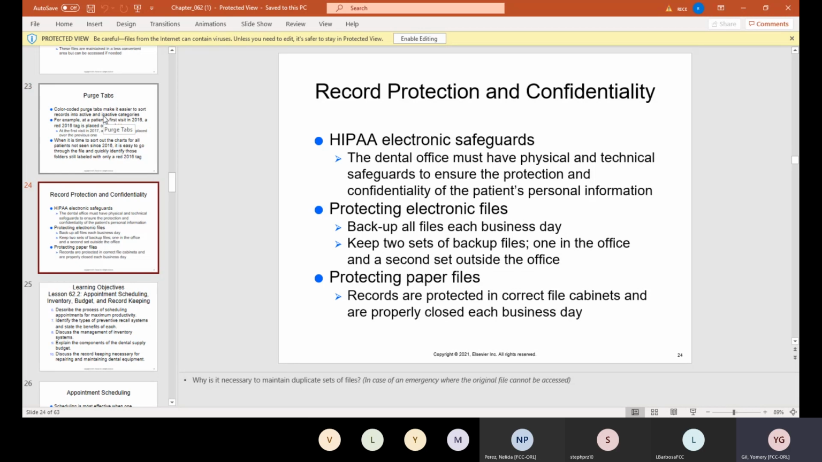Record protection and confidentiality. HIPAA electronic safeguards. The dental office must have physical and technical safeguards to ensure the protection and confidentiality of the patient's personal information. Protecting electronic files. Back up all files. Keep two files, one in the office and a second outside.